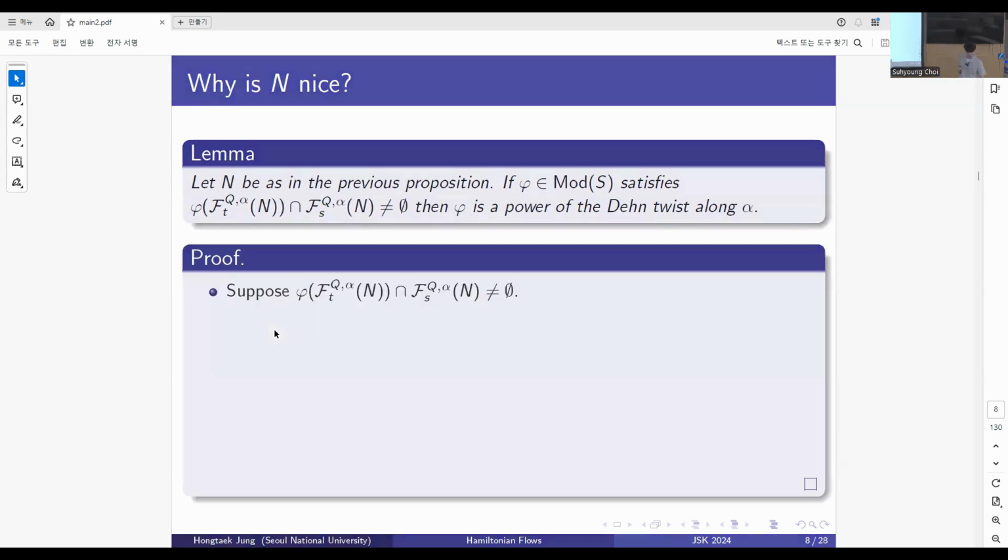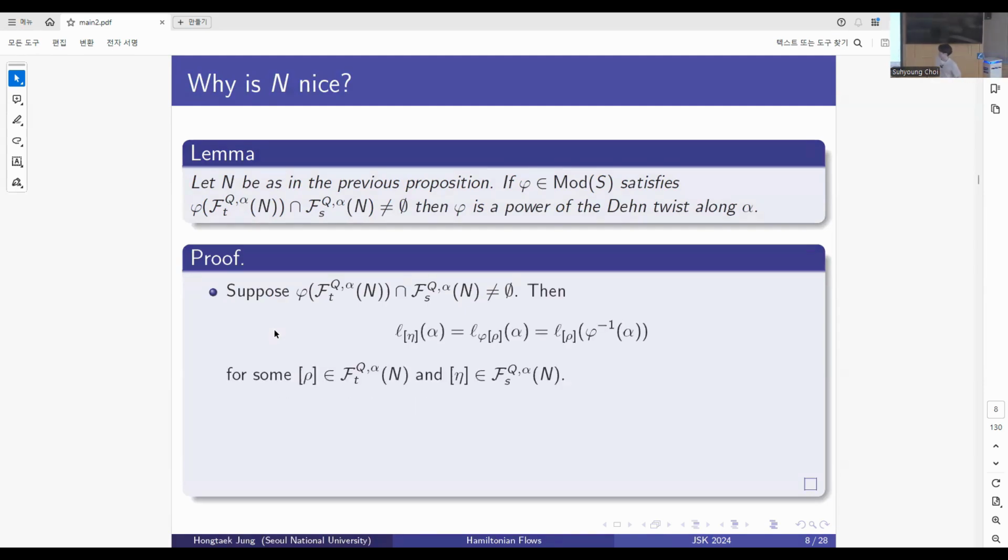Okay, here's a quick proof for this lemma. Suppose that we have this. Then that means that you can find an element rho in this open set and an element eta in that open set, such that phi of rho equals eta. And you measure the length of alpha with respect to eta, and this is the same as this. And if you look at the definition of the mapping class group action, this quantity is equal to this quantity.